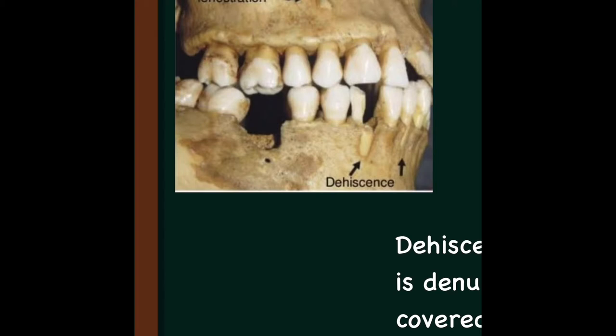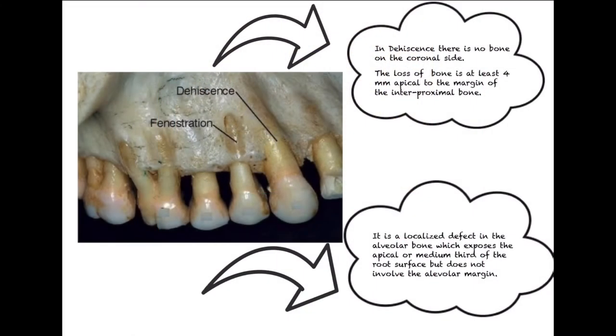I hope that you have all understood this concept very well, that the differentiating point between these two defects is only the marginal bone. In case of fenestration, it will be intact, and in case of dehiscence, there is a complete destruction of marginal bone as well. So here I have mentioned some important points, right?